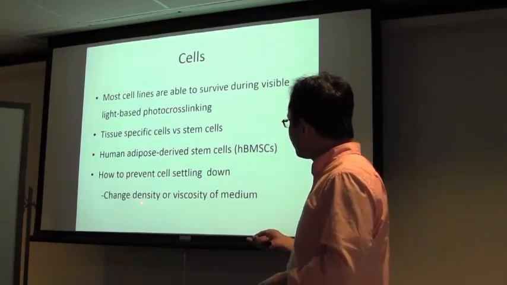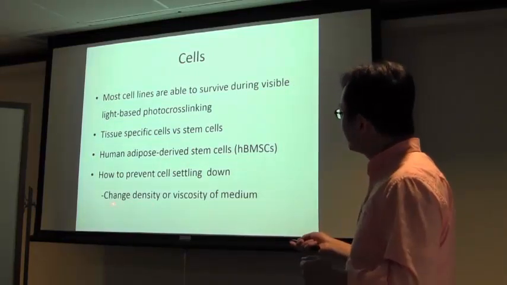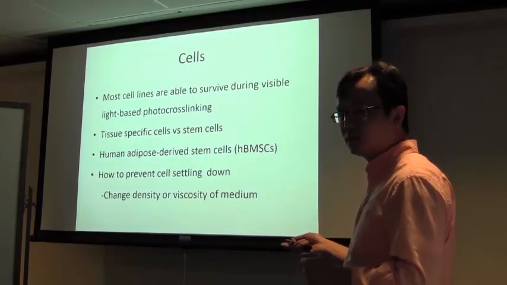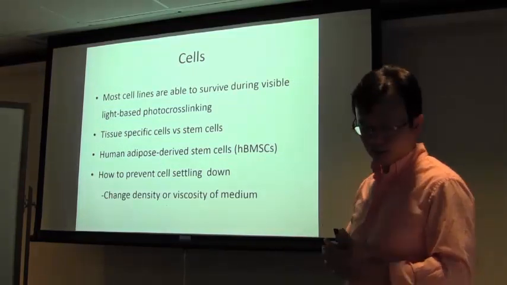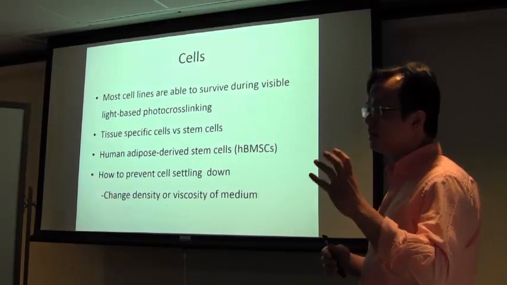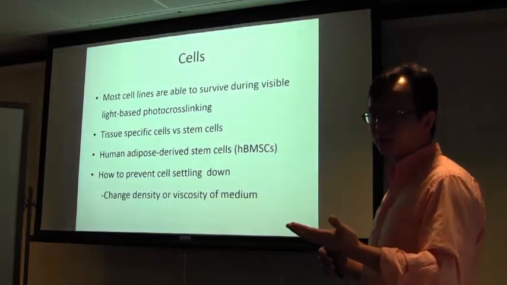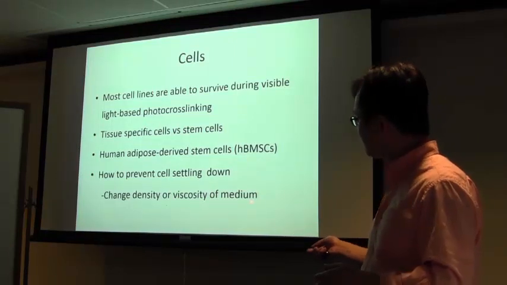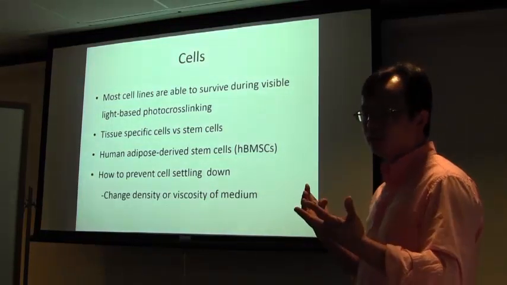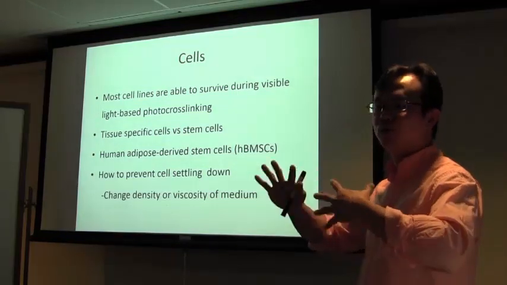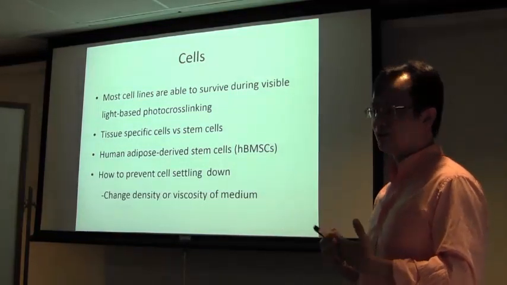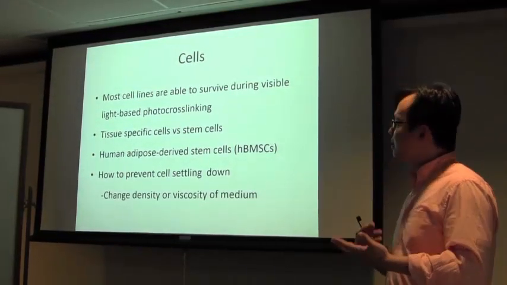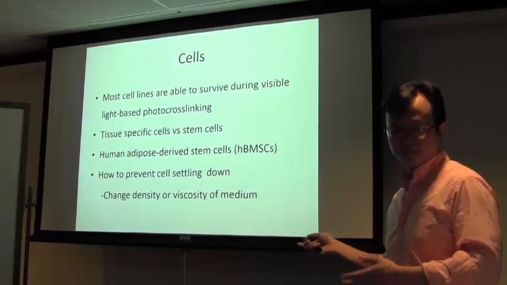There are two ways I've tried. One is to change the density of the monomer solution, so you can make it close to the density of the cells, and then the cells will float in the solution. The second is to increase the viscosity of the solution. Think about glue, it's really sticky, so the cells cannot move freely. That's another way to prevent the cells from settling down. These two methods are already tested.